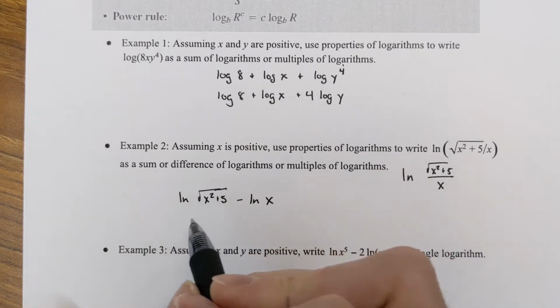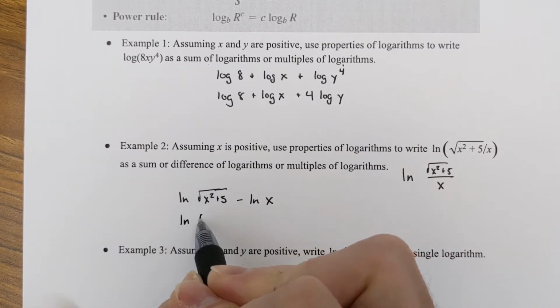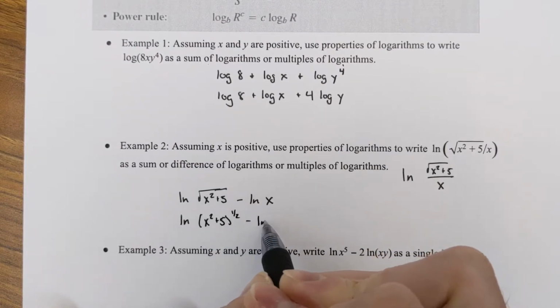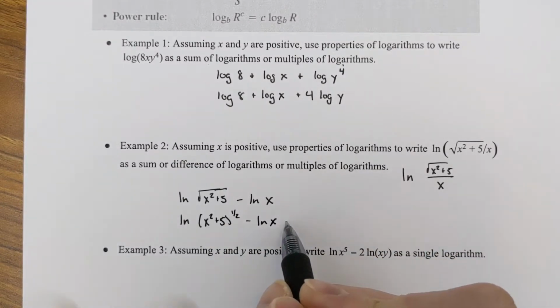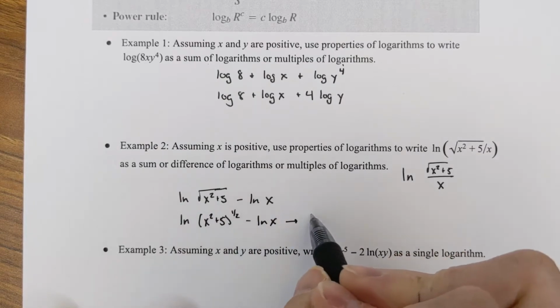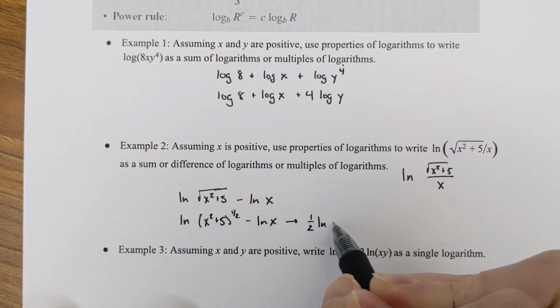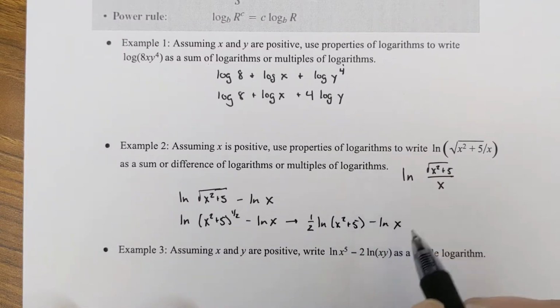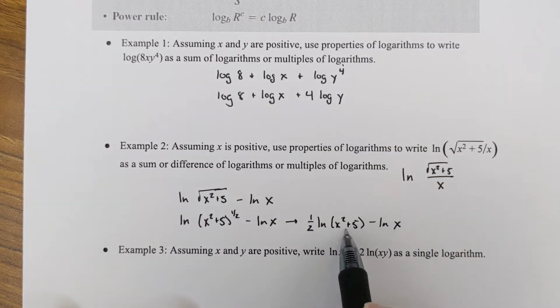Now the square root is the same thing as a half power, so I'm going to rewrite it like this: the natural log of x squared plus 5 to the half, minus ln x. And now I can use the power rule. So that exponent comes out front: 1/2 ln of x squared plus 5, minus ln x. And that's actually as far as you can go. You can't do anything with this because we don't have a rule that breaks the sum apart, and it's not two separate logarithms, so I can't combine it. This logarithm doesn't distribute.